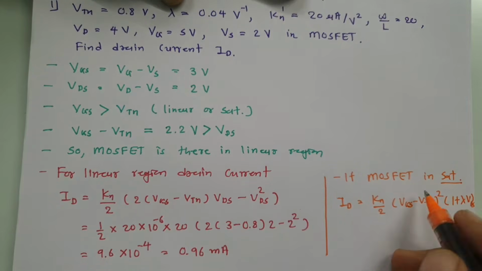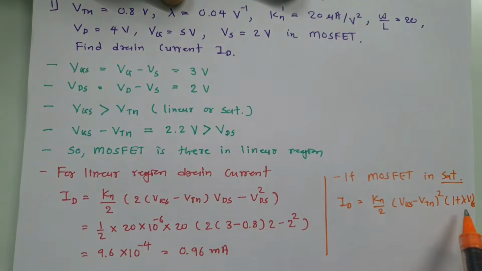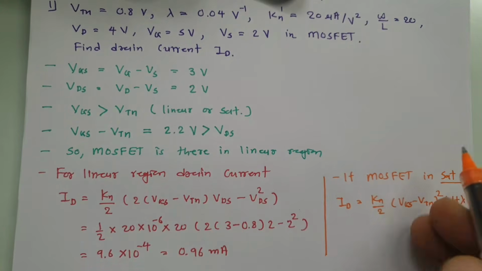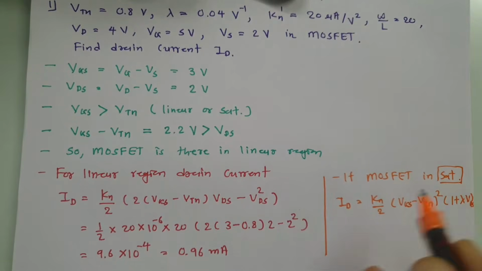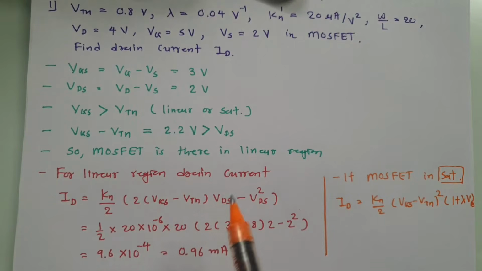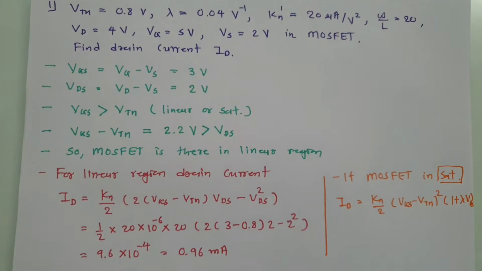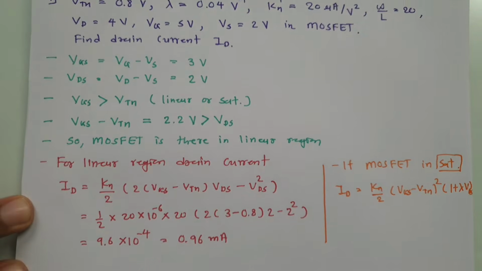Channel length modulation coefficient is lambda. So lambda is useful in channel length modulation only. In saturation region only it is useful. So as this MOSFET is right now functioning in the linear region, we should not use the lambda which is given over here, right? Let me give you a second question, so that it will further resolve your understanding.